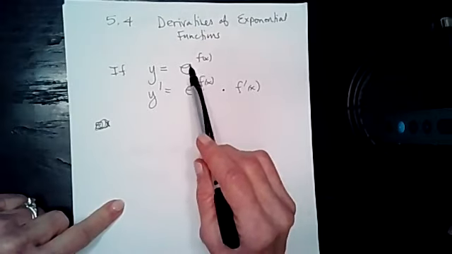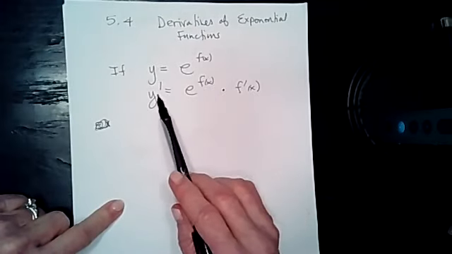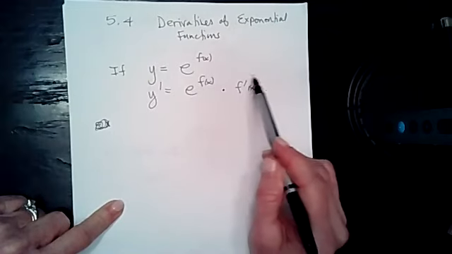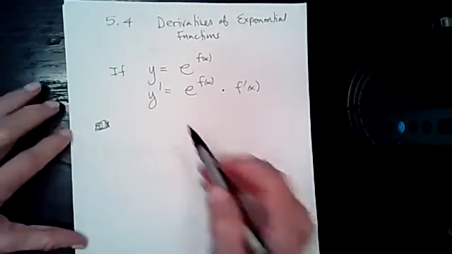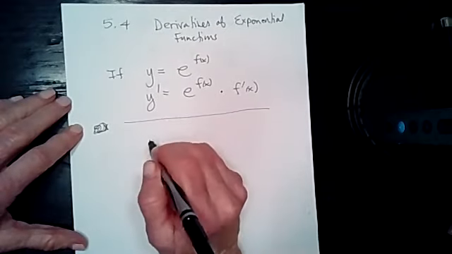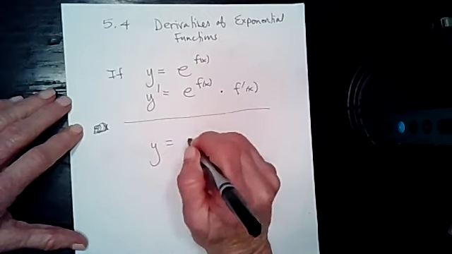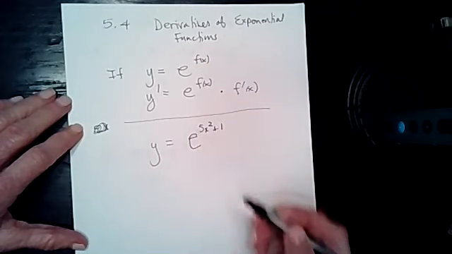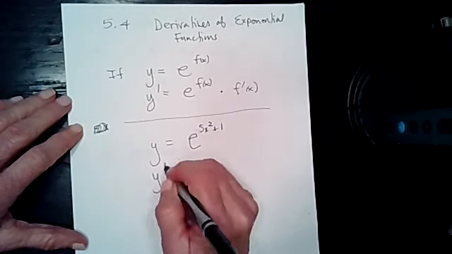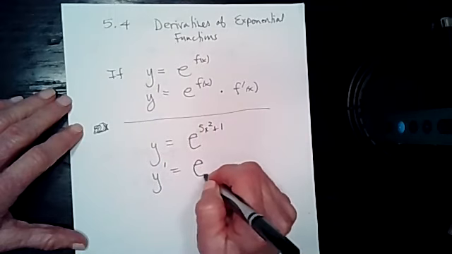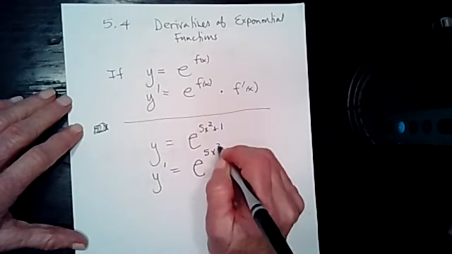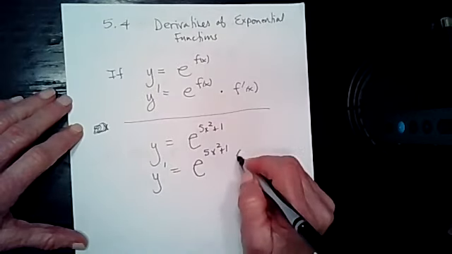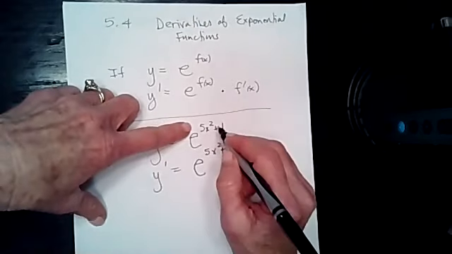If y is equal to e to a power, then the derivative of e to the power is e to the power times the derivative of the power. So if y is equal to e to the 5x squared plus 1, then y prime is e to the 5x squared plus 1. The exponent on e never changes. We don't subtract 1, but we do multiply that by the derivative of the power.